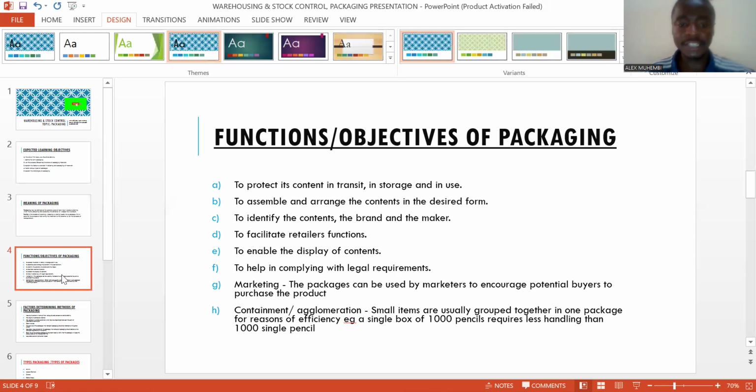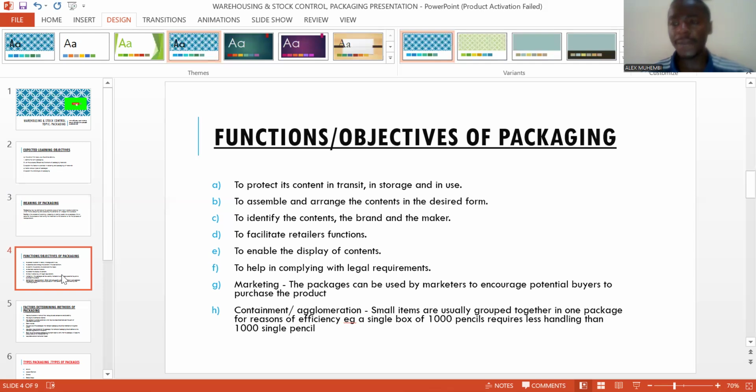Another function is to facilitate retailers' function. So it is making it easier for the retailers. And again, another function is to enable the display of content. So it is also enabling the display of what? The content. You know, if you have packaged materials together, or if you put them in a packet, you can easily display them. But if you've not done it, then it's very difficult for you to display the content of the material.